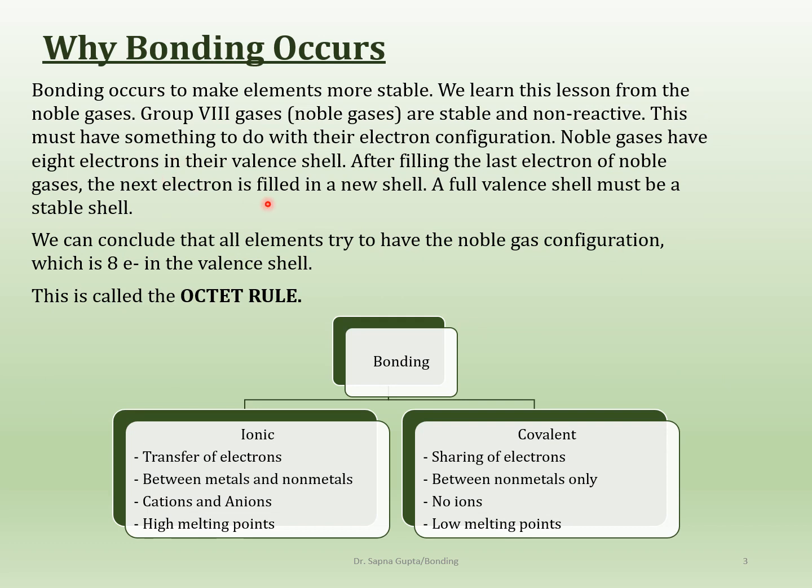So first we need to understand why bonding occurs. Bonding generally makes something more stable. So what is considered to be more stable? Anything that is stable means it's not going to react. Taking a lesson from noble gases, we try to understand why noble gases don't react with anything. It turns out that noble gases don't react with anything because their valence shell is full. It's full of 8 electrons.